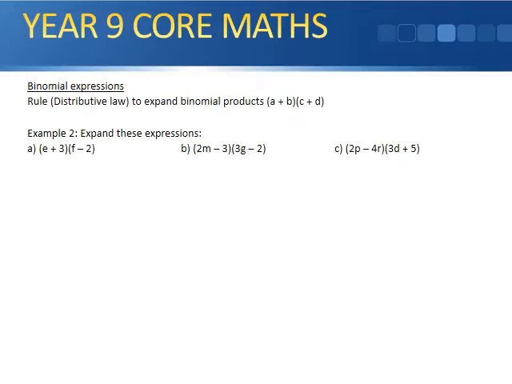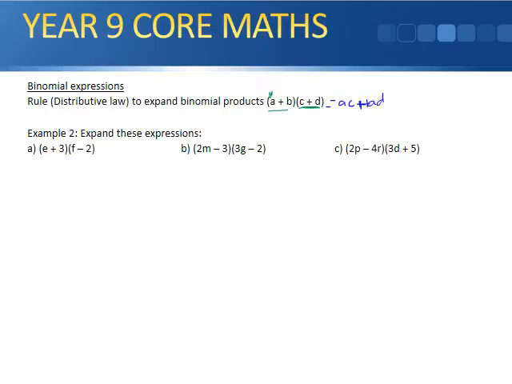Then there's another law, binomial expression. So here is when we have this type, a bracket and another bracket, and we have to expand it. So with this one, we times this A by everything in this second bracket. So we get A times the C, and then A times the D. And it's all positive, so I'm just going to leave it as positive, and that is plus.